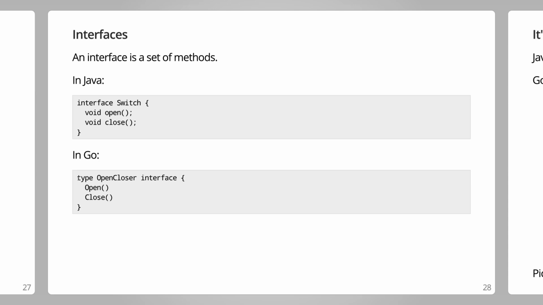One thing that is important to note here is that in Go, it's common to name interfaces with a word ending in -er. So we would have an opener or a closer, or there's a writer and reader. So these are interfaces in Go, and it's common to name them with an ER ending.